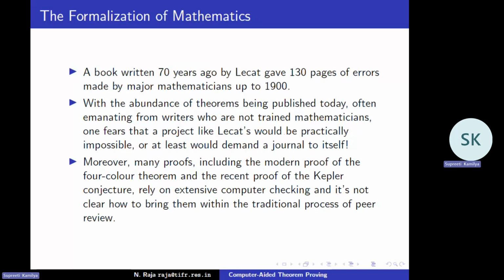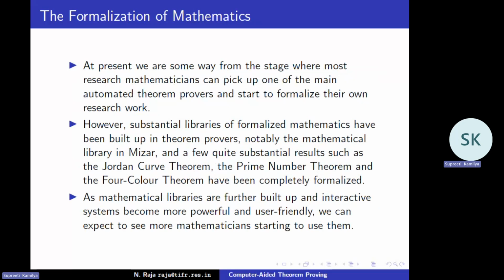With the number of theorems being published today, with people who are not even trained mathematicians, if you do a project like Lecat, you need a whole journal for itself. Moreover, many proofs like the proof of the Kepler conjecture and the four-color theorem rely on something different. They rely on extensive computer checking. There are several cases that have to be checked, and it's not clear how to bring them within the traditional process of peer review. There's a lot of calculations, computations to be actually checked in the proofs.